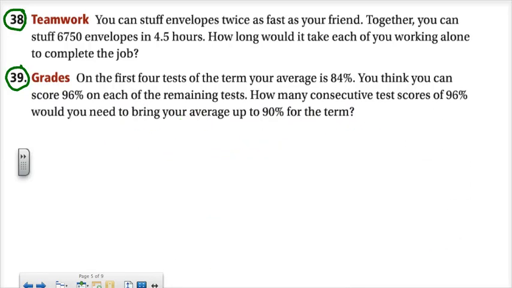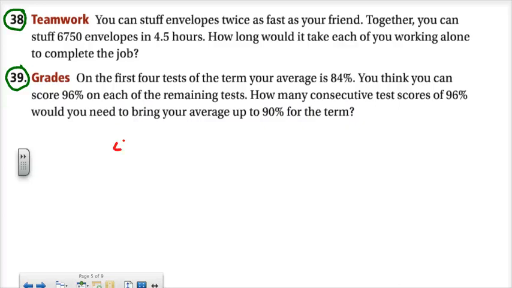Number 39 is another one where there are several different ways to set this up, but I think the best way to set this up would be in terms of points, because that's really the way that most people will think of their scores on tests. So here's the deal. You have the first 4 tests at 84%. You think you can score 96% on each of the remaining tests. How many consecutive test scores of 96% would you need to bring your average up to 90% for the term?